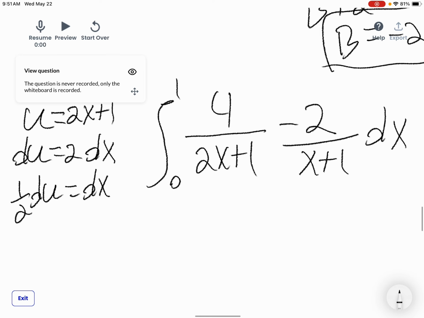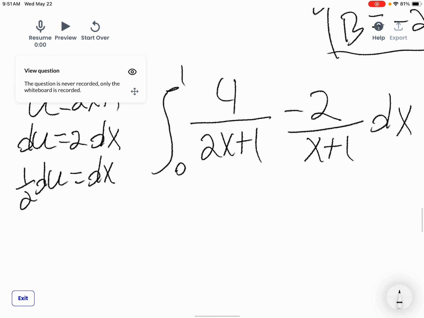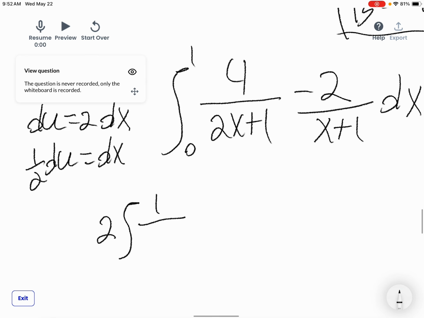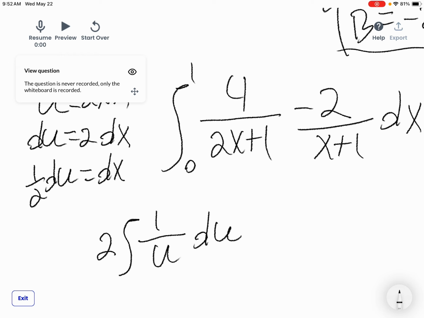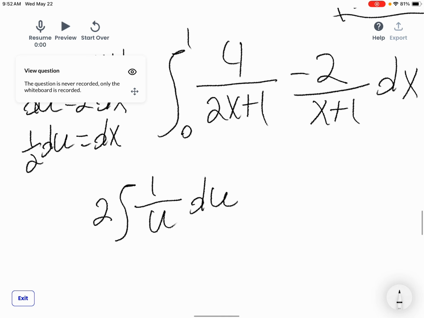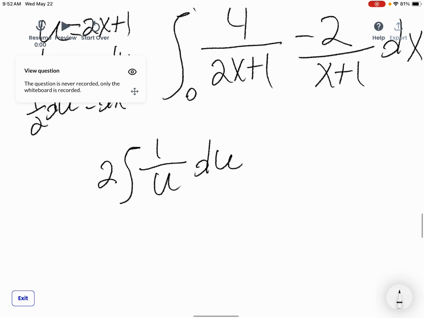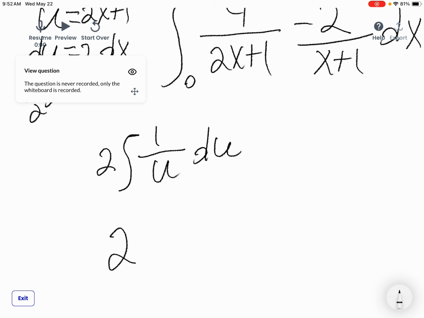So that means this first integral is going to become just the integral. We can make a 4 out front, and then also a 1/2. So 1/2 times 4 is just going to be 2 times the integral of 1 over u du. The integral of 1 over u is just the natural log of the absolute value of u. But we know that u is 2x plus 1. So that first integral is going to be equal to 2 times the natural log of the absolute value of 2x plus 1.